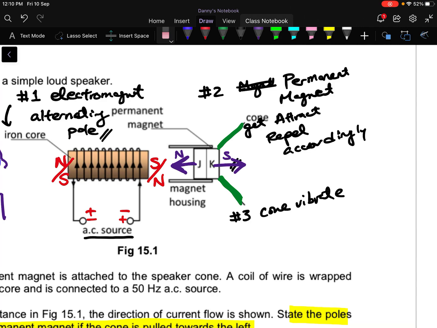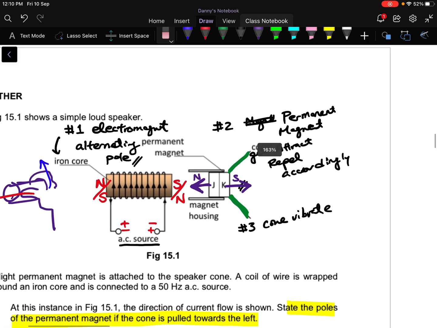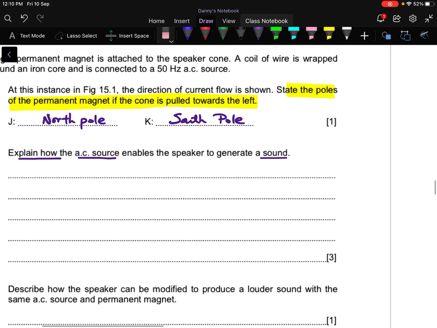So some of you may be asking, what is the function of the magnet housing? Magnet housing is just a housing to house the magnet. There's no function, it will not be responsible for producing the sound.